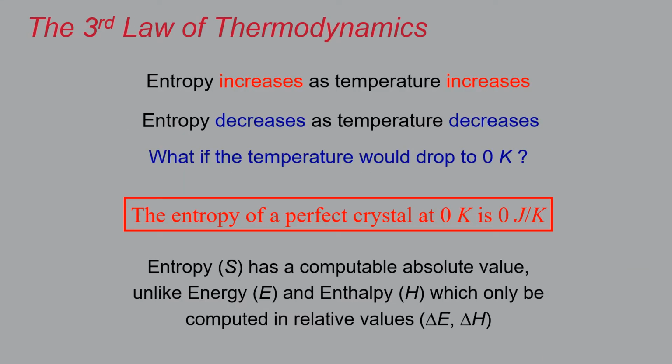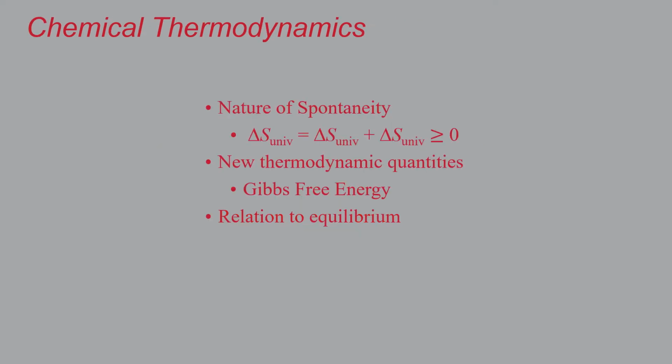And a quick review of the third law: it simply stated that the entropy of a perfect crystal at 0 Kelvin is 0 joules per Kelvin. All right, so what's on deck for this lesson? We're going to get deeper into the nature of spontaneity, talk about the entropy of the universe, and introduce a new thermodynamic quantity, namely Gibbs free energy, which will be, in the end, our true signpost of spontaneity, and then talk about its relationship to equilibrium.